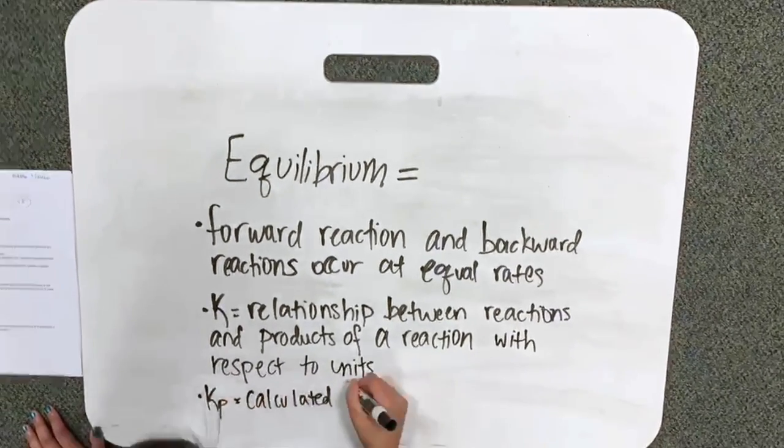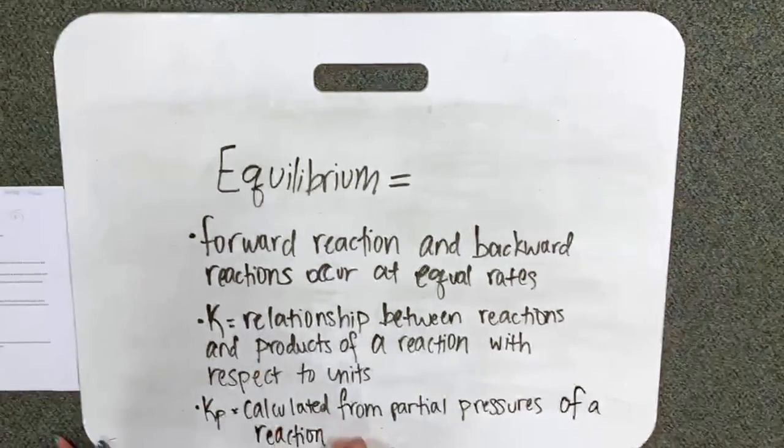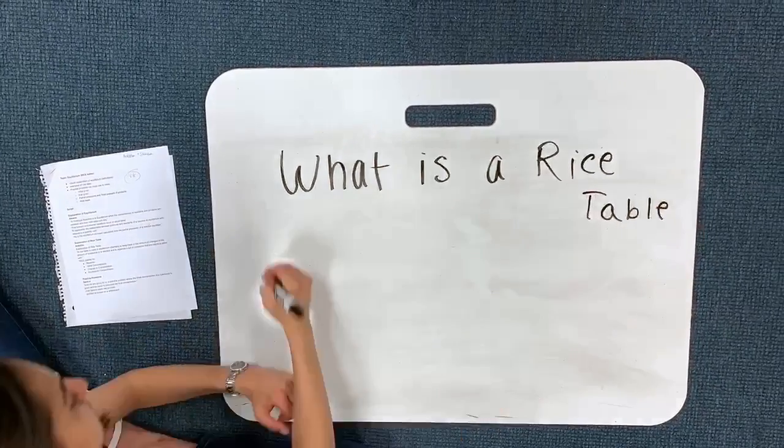K represents the relationship between products and reactants of a reaction at equilibrium with respect to a specific unit. Kp is the equilibrium constant calculated from the partial pressures of a reaction equation. What is a RICE table?